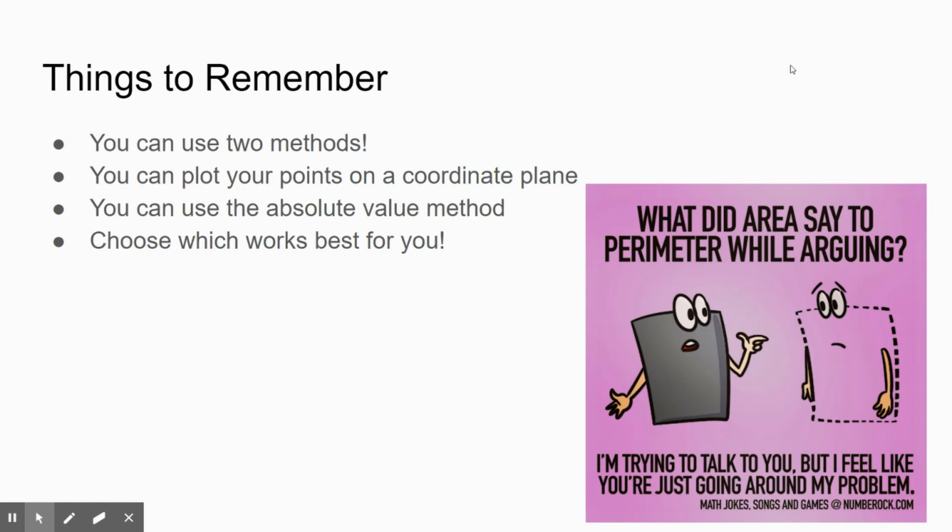Alternatively, you can use the absolute value method. That's only going to work if you have the coordinate points already, and you want to save some time by not graphing them. Make sure that your shape is a rectangle if you want to skip a couple steps, but you can use that as well if you prefer. Overall, just choose whatever works best for you. Go with that one. Sometimes you can only use one, sometimes you can only use the other one. It depends on the problem that you're working on. So pick the best one for you for the situation.